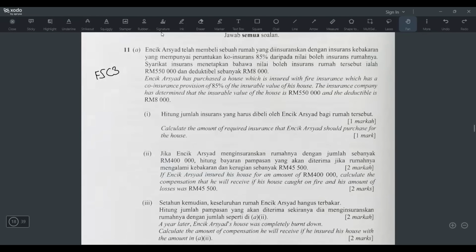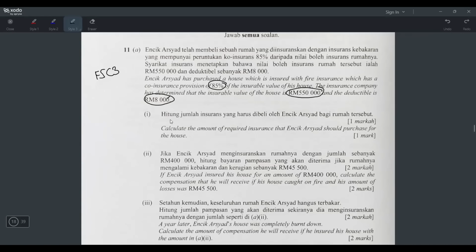Encik Arshad has purchased a house which is insured with fire insurance, which has a co-insurance of 85% of the insurable value of his house. And the insurance company has determined the insurable value is 550,000 and the deductible is 8,000. So number one, calculate the amount of required that Encik Arshad should purchase for the house.